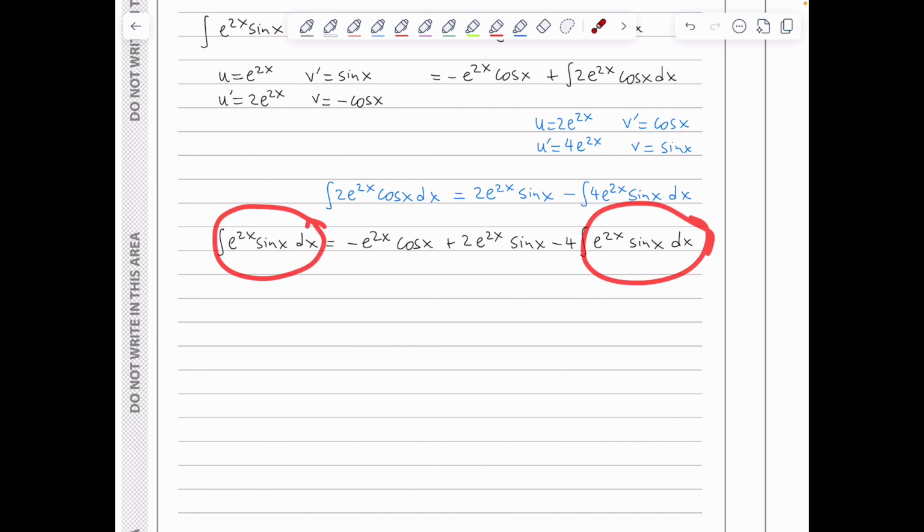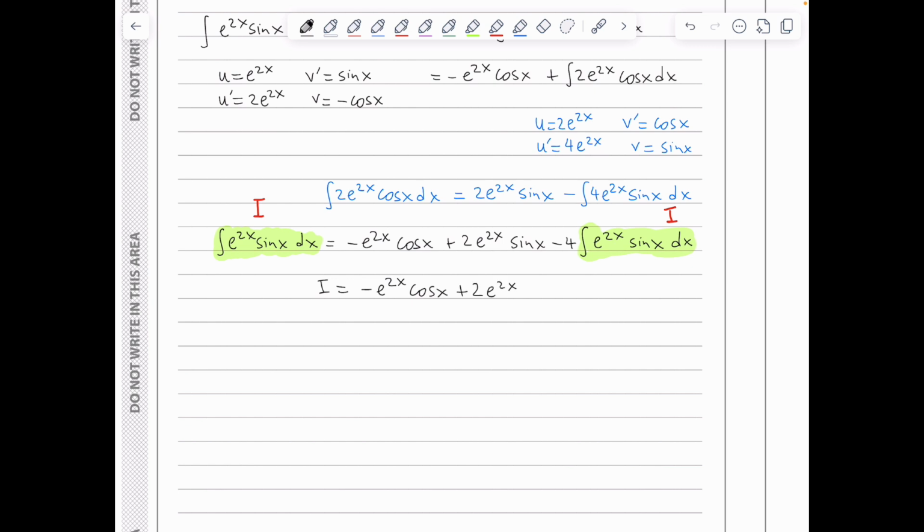So I will call this integral here capital I, and we notice that it's the same integral here. So what I'm highlighting here is also capital I, which means we can say that capital I is minus e to the 2x cos x plus 2e to the 2x sine x minus 4I, and therefore we get that 5I is minus e to the 2x cos x plus 2e to the 2x sine x.